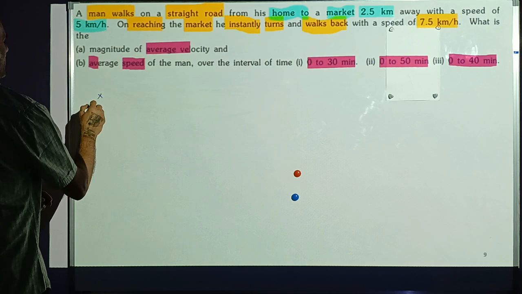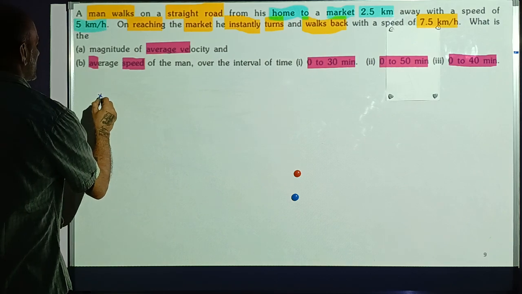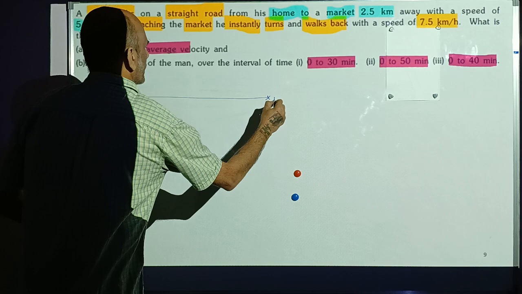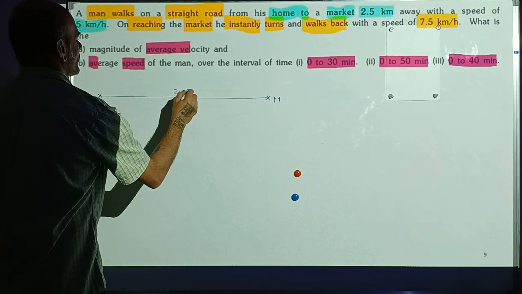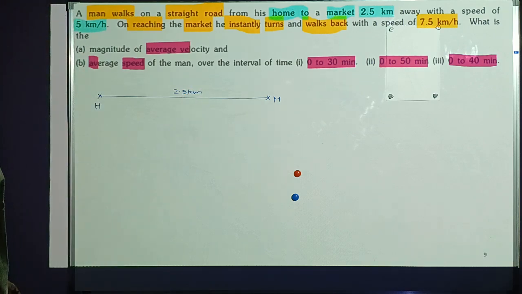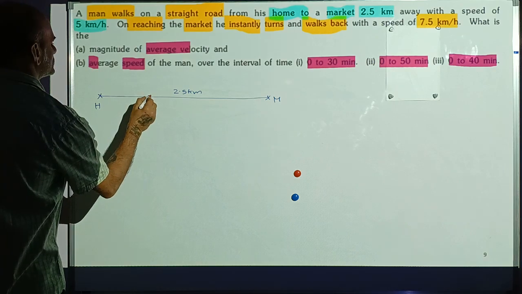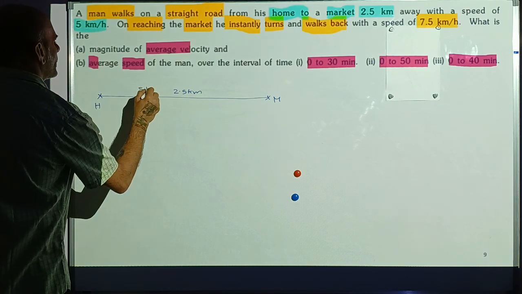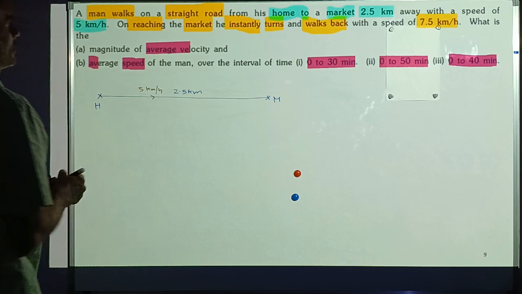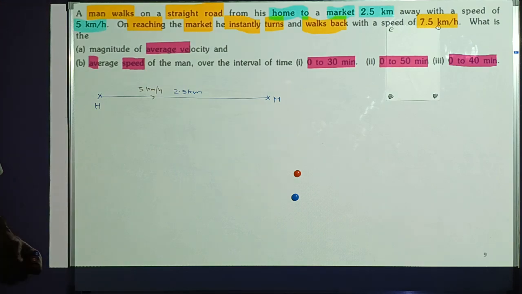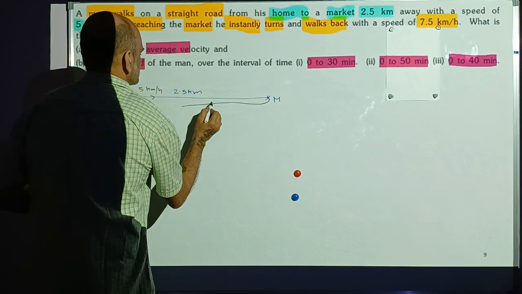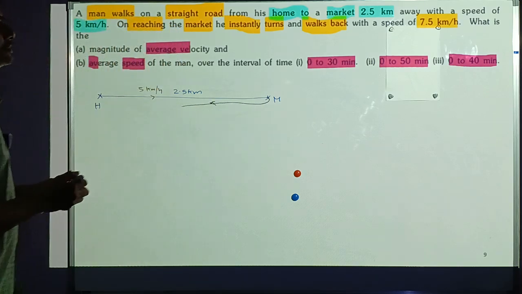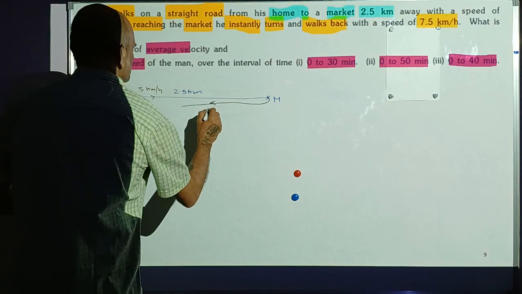So this is home. The man is going from home to the market, which is 2.5 kilometers away, and this forward speed is 5 kilometers per hour. After reaching the market, he turns back and travels in this direction. That speed is 7.5.